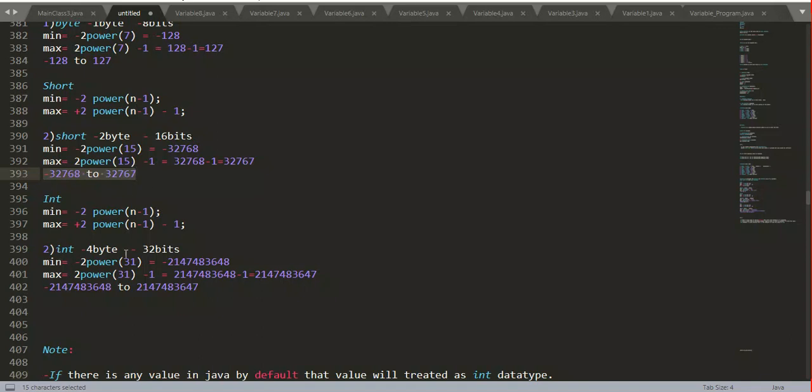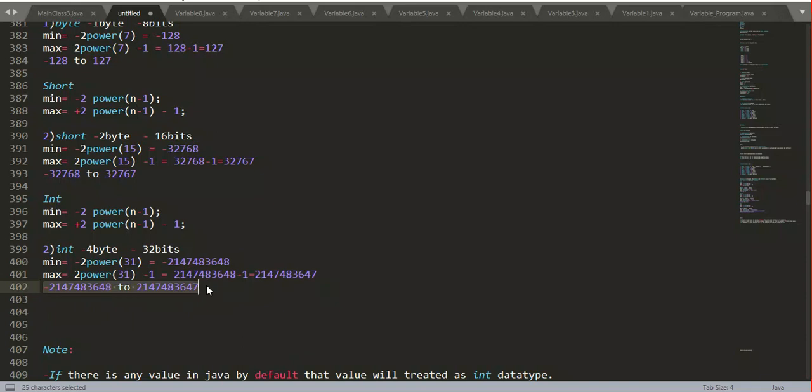What about integer? It's again the same. The storage area is 4 bytes or 32 bits. 1 bit is for negative or positive, for minus and plus, so I will consider 31 here. This is the answer for the minimum value and this is the answer for the maximum value. So I can store data from this to this using the integer data type.